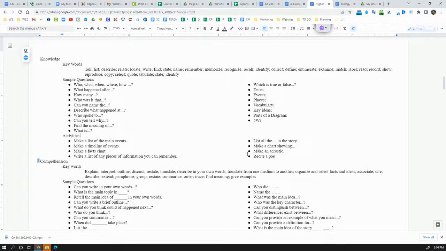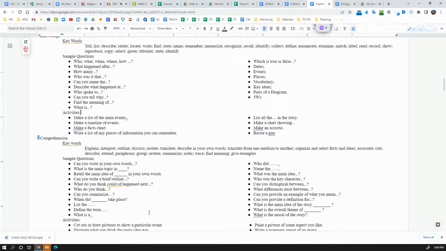There are different kinds of questions. You have knowledge questions, which are questions that ask you to list, tell, describe, locate, write, state, name, remember, right? These are questions like what, when, where, what happened, how many, who was, right? Factual questions. Comprehension questions ask you to explain, interpret, discuss, restate, translate, describe, or organize something. So something like, can you write it in your own words? Or what is the main topic? Or can you retell the main idea of? Can you summarize this?